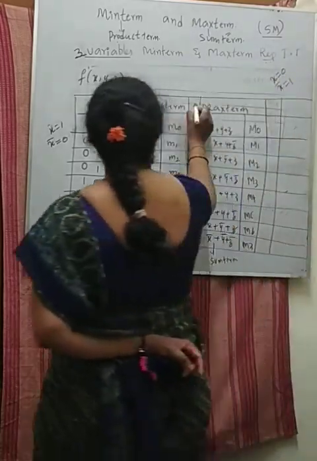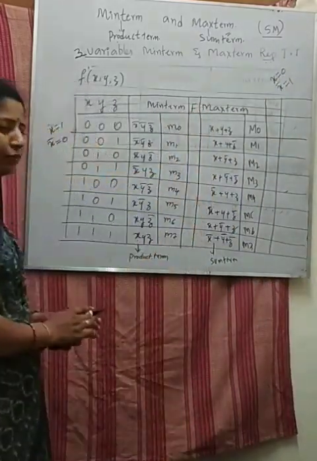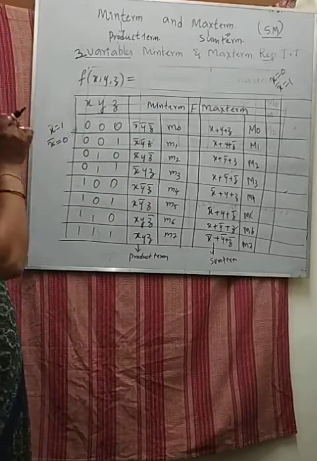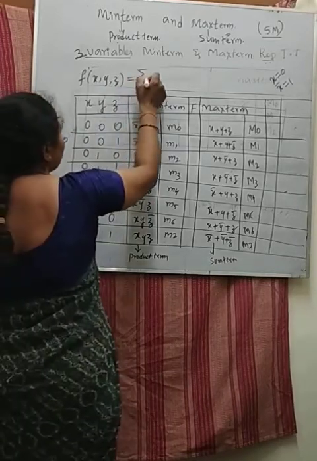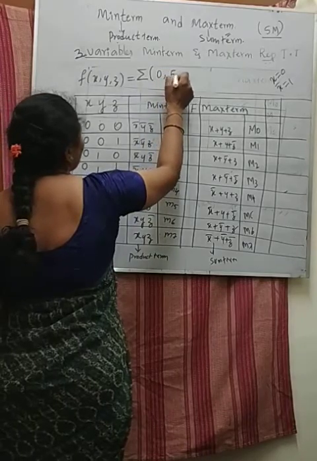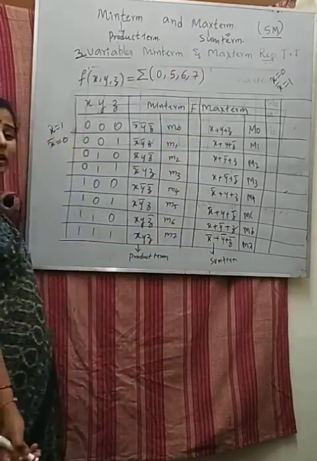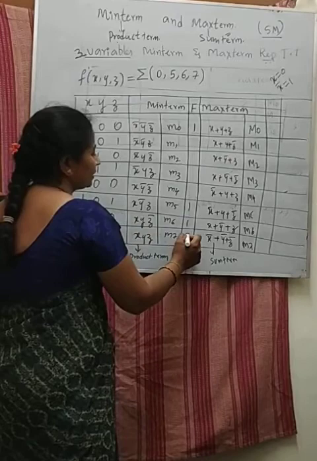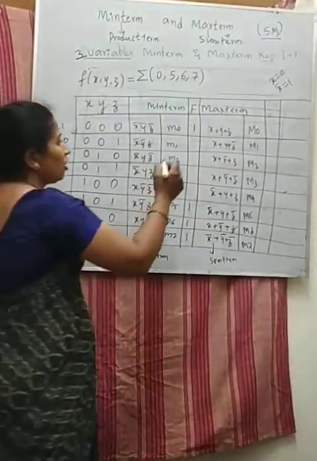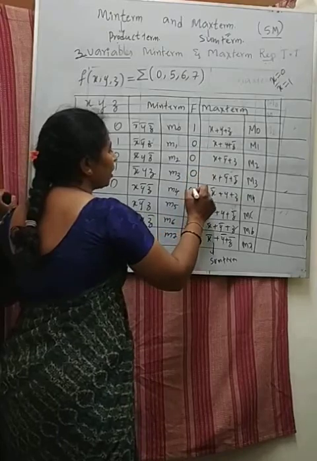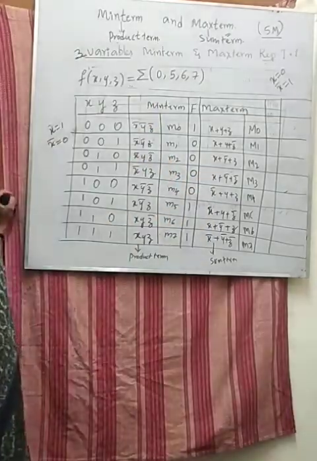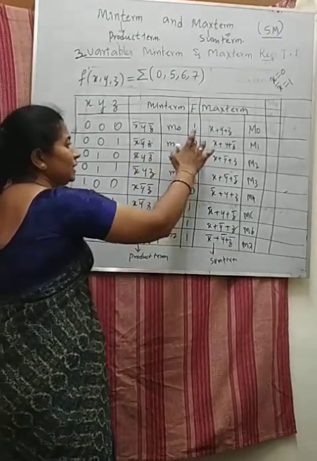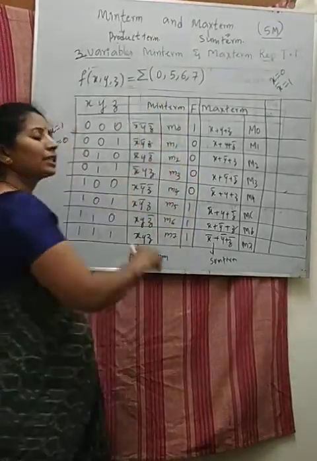Then, this is a function f. Suppose, write the canonical form of sigma 0, 5, 6, 7. What are all the things present? 0 is present, 5 is present, 6 is present, 7 is present. Rest all are 0. That means these terms are not present in the given expression. Which terms? 1 is not there, 2 is not there, 3 is not there, 4 is not there. These terms are not present in the given expression.